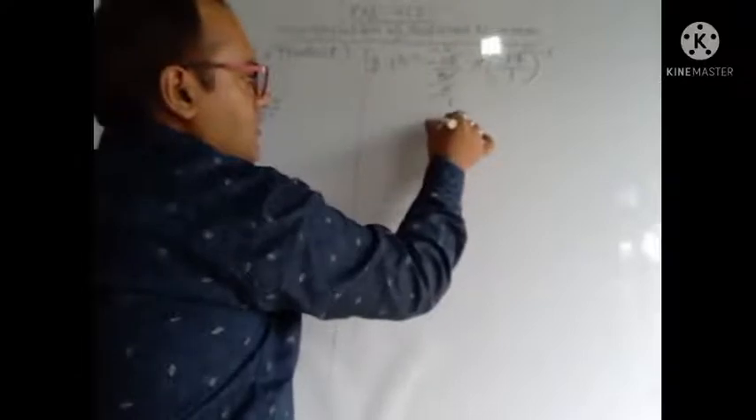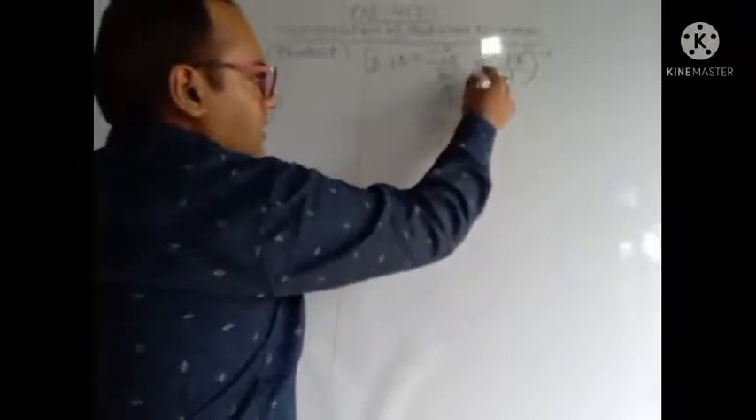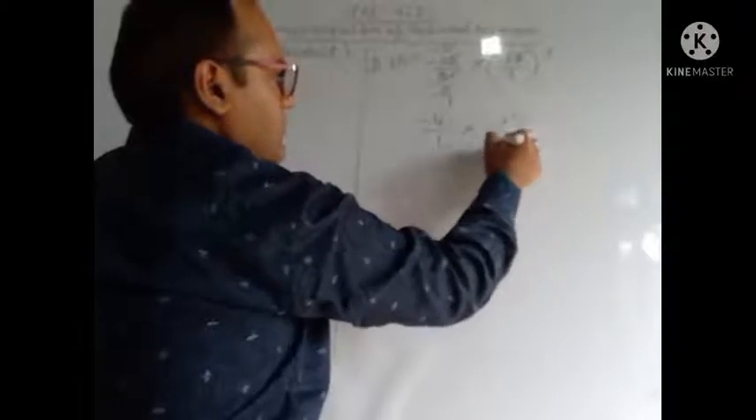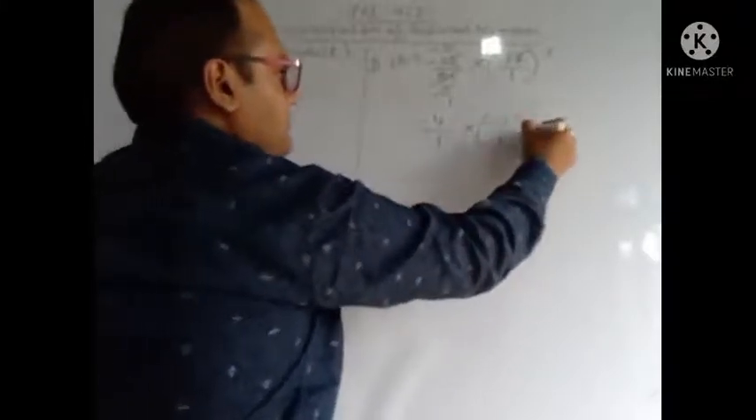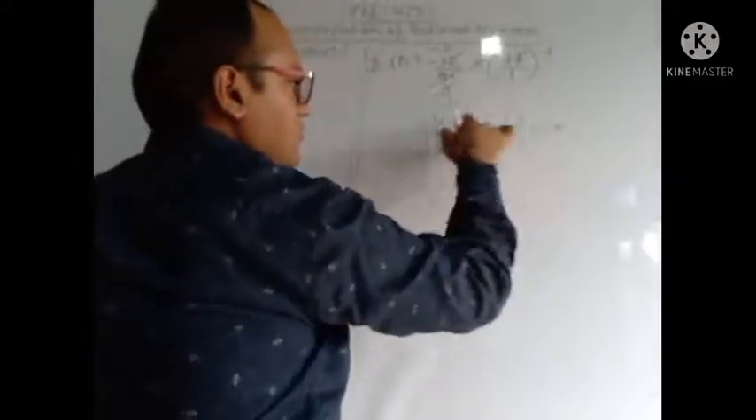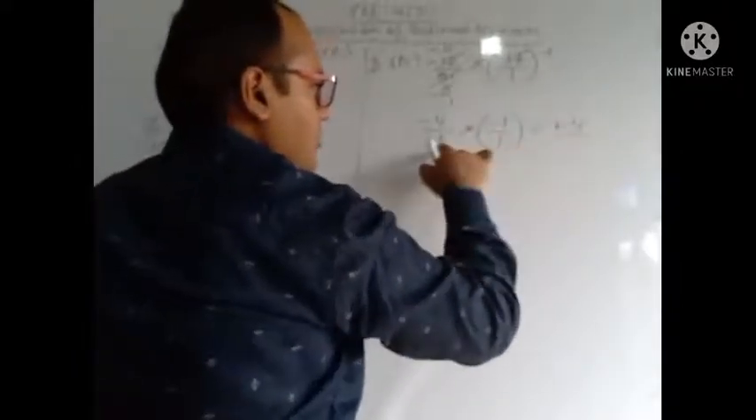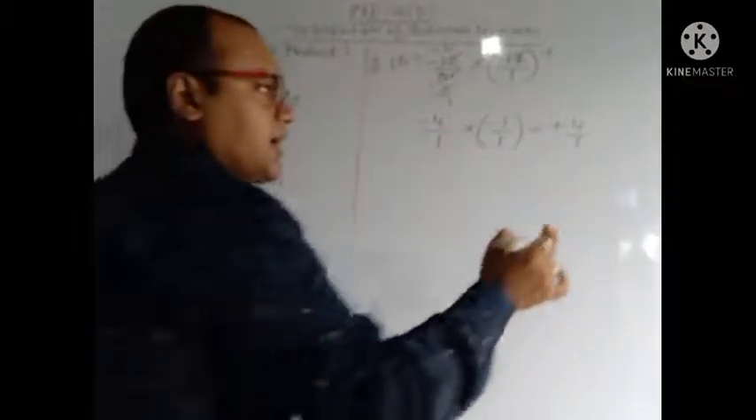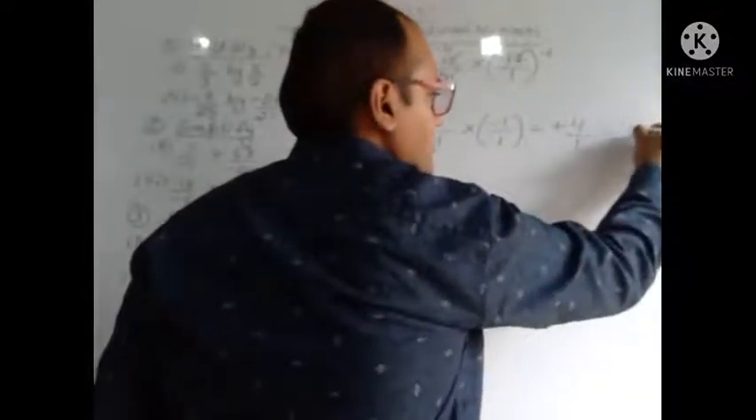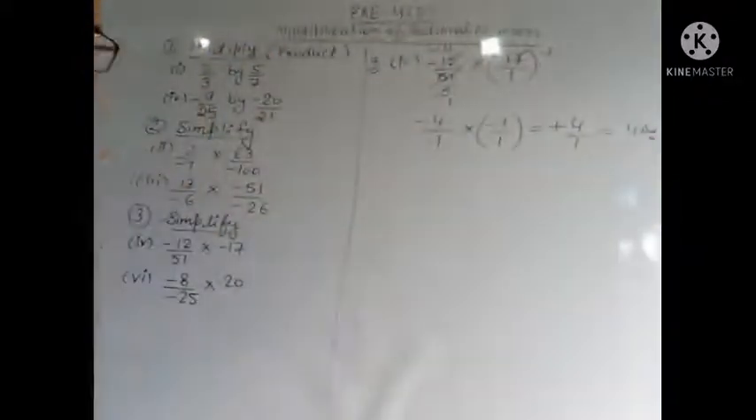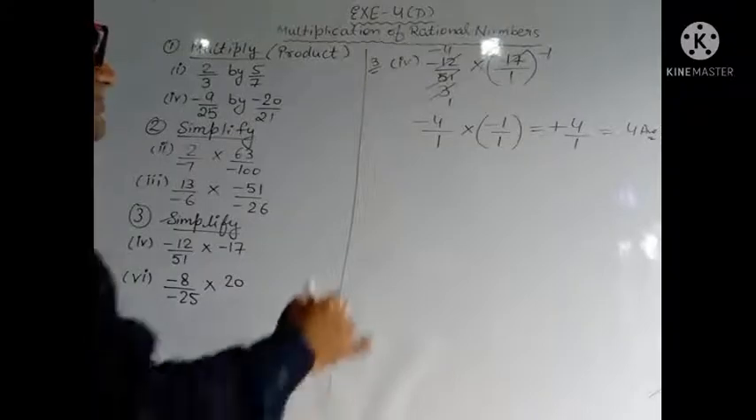Minus 4 upon 1 multiply minus 1 upon 1, we will use a bracket. Now minus multiply minus will become plus. 4 ones are 4 upon 1 multiply 1 is 1, and 4 divided by 1 answer will be 4 only. So this is your final answer of this part number 4. Now see another part, number 6.